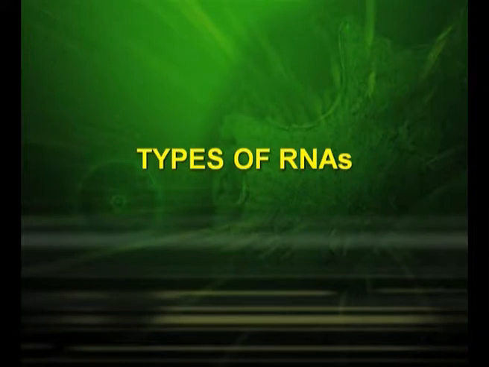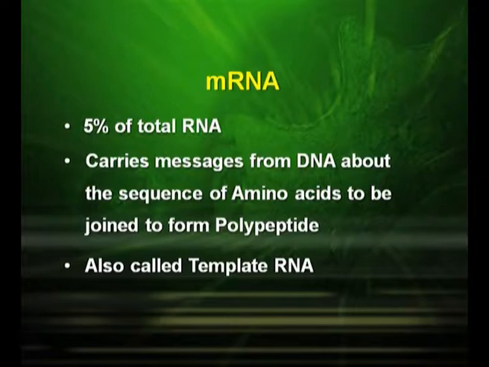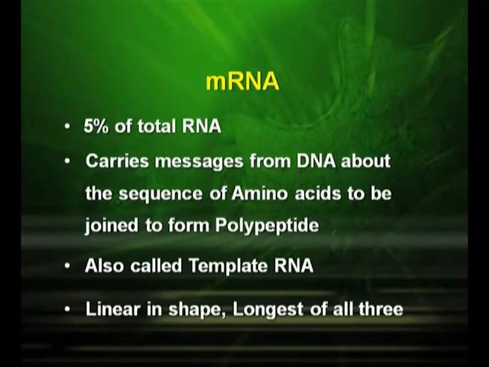The first type is mRNA, that is called messenger RNA. This is 5% of the total RNA. It carries messages from DNA about the sequence of amino acids to be joined to form polypeptide. It is also called template RNA. It is linear in shape and it is the longest of all the three.